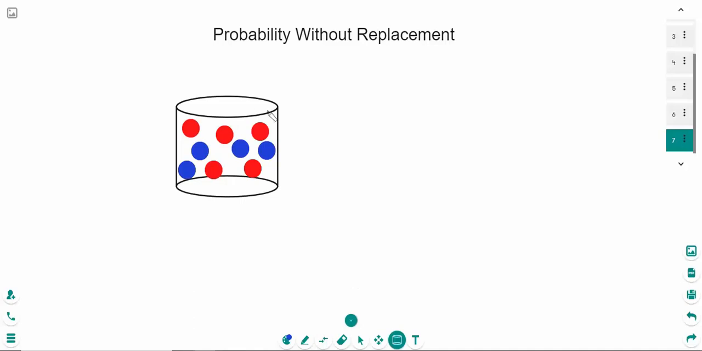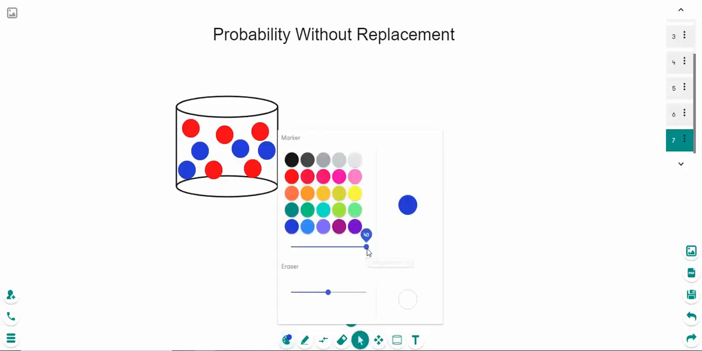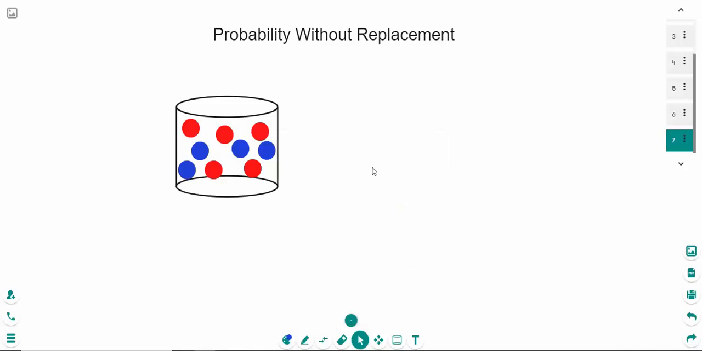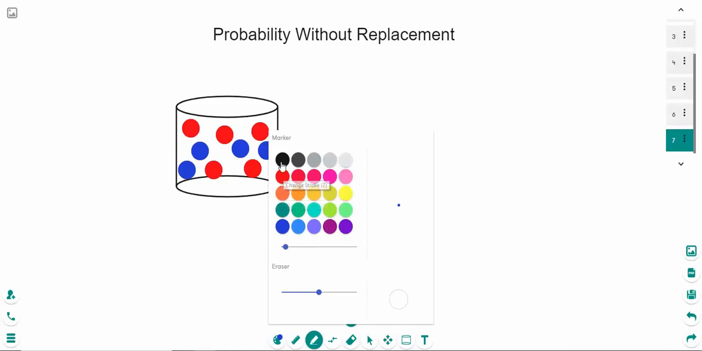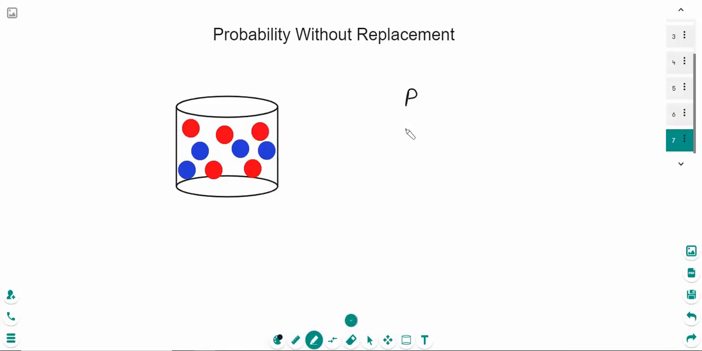Now let's say I tell you to close your eyes, dip your hand into this bucket, and pull out one of the marbles. What's the probability of getting a red marble? This is a common way to ask probability questions. We have the P, which represents probability, and then in the parentheses, we have the desired outcome. So what's the probability of getting a red marble if you were to close your eyes, dip your hand into the bucket, and pull one out?